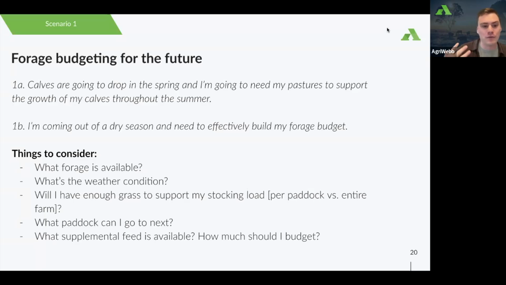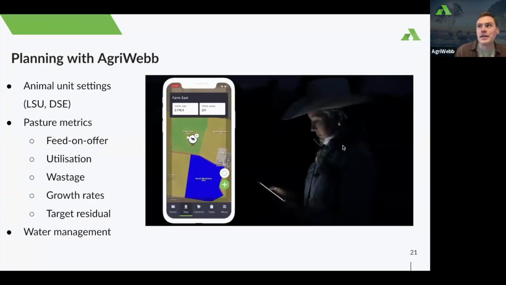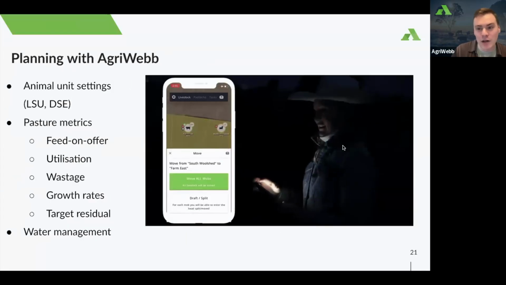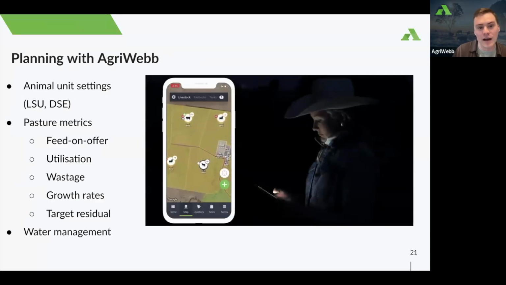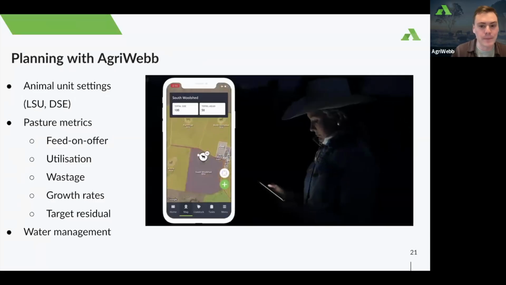The first one is that you've got calves dropping in the coming spring months, and you need to know if your pastures are going to be able to support the growth of your calves throughout the summer. The other one is that some folks are coming out of a dry season, and you need to be able to build your forage budget. So, Izzy, I might start with you and then we can toss it over to Phil. As you've been working with customers dealing with both of these scenarios, how are you guiding them to use AgriWebb to support planning with grazing coming up in the spring?